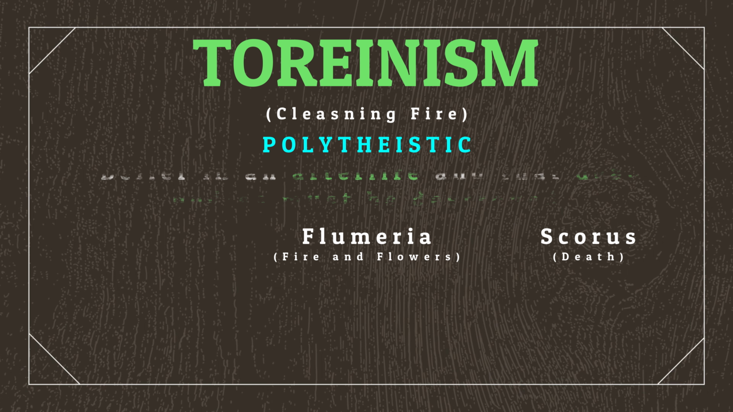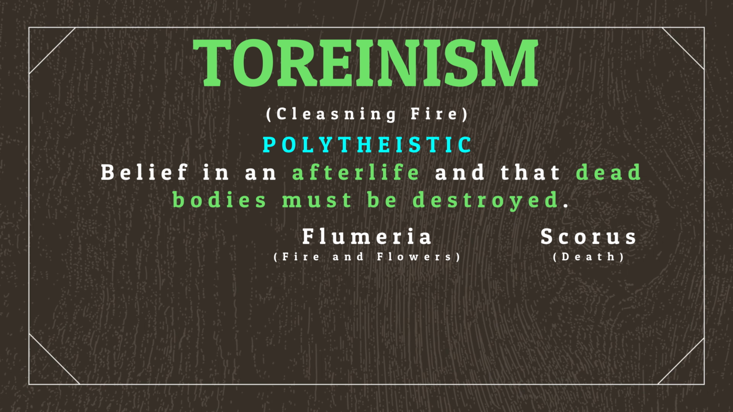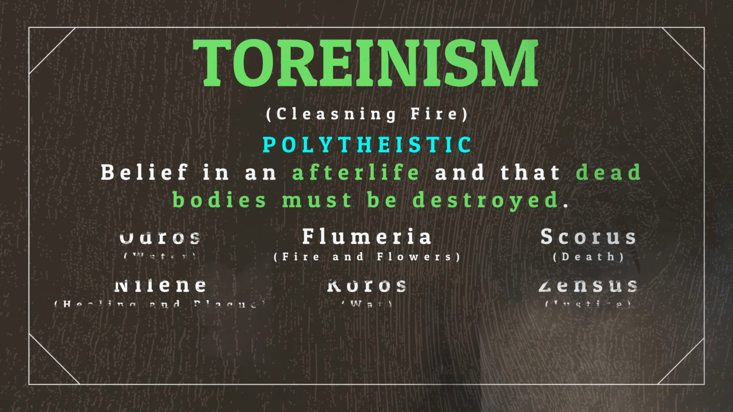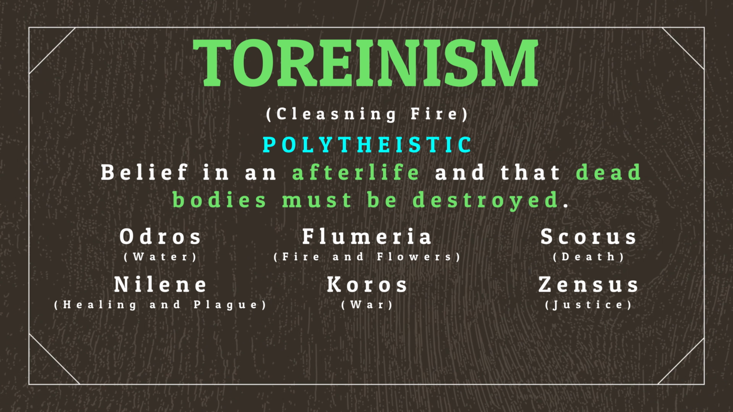Intuitively, this leads to the belief in an afterlife, where Scorus takes the souls of the deceased away from the physical realm, functioning like a grim reaper. Over time, other deities would emerge within the pantheon, structured like a family, with Flameria as the matriarch. Deities of important factors would emerge earlier and be given more prominent positions within the pantheon.